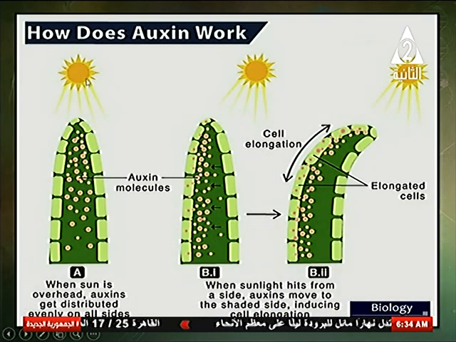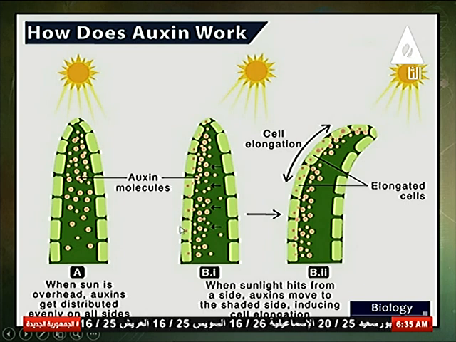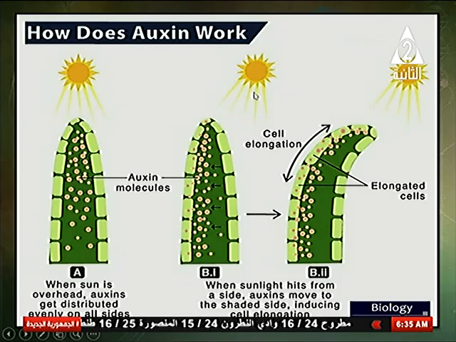Again, when the sunlight is overhead, auxins are distributed evenly on all sides, so the stem grows upright without any bending. But when the sunlight hits from one side, auxins move to the shaded area, the darkened area of low light intensity. So this side, with more auxins in the stem, elongates more.